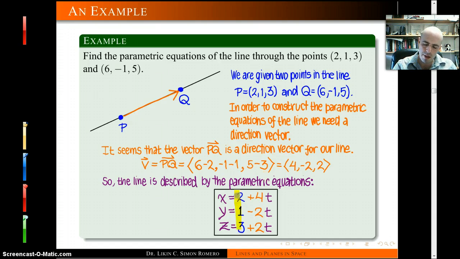Here is the point P, so remember we need only 1 point, and here are the components of our vector that's going to be the direction vector of the line, and if we put them in this way, we get the parametric equations of the line. Let me talk a little bit about these parametric equations and what they mean.